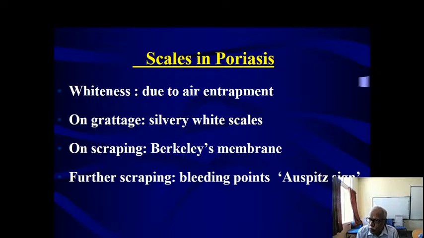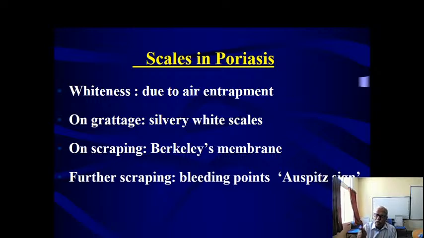So what do you say? At the bedside, I will sit beside the patient, take a glass slide and try to scale the silver scales. That's called grattage. What are you going to elicit with grattage? Asphyxia. Ultimately your goal is asphyxia. That means you are supposed to demonstrate bleeding points.